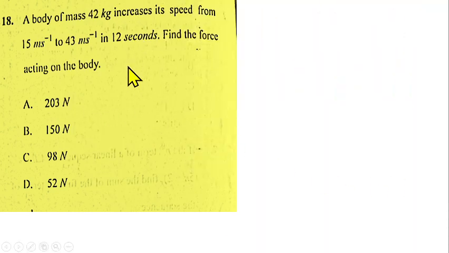Question number 18 is from motion. A body of mass 4 kilograms increases in its speed from 15 meters per second to 40 meters per second in 12 seconds. Find the force acting on the body. So we are given the initial velocity and the final velocity with the time and the mass, looking for the force. From this we can find the acceleration, because we know that force is mass times acceleration. So if you can find the acceleration, and we have the mass, then you can find the force.